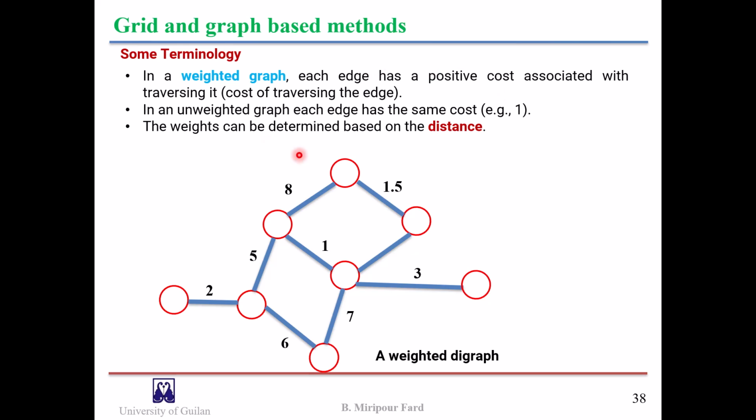A graph can be weighted or unweighted. In a weighted graph, each edge has a positive cost associated with traversing it. In an unweighted graph, each edge has the same cost, for example, the cost is 1. Thus, the most general type of graph we consider is a weighted graph, and the weights can be determined, for example, based on the Euclidean distance between two nodes.